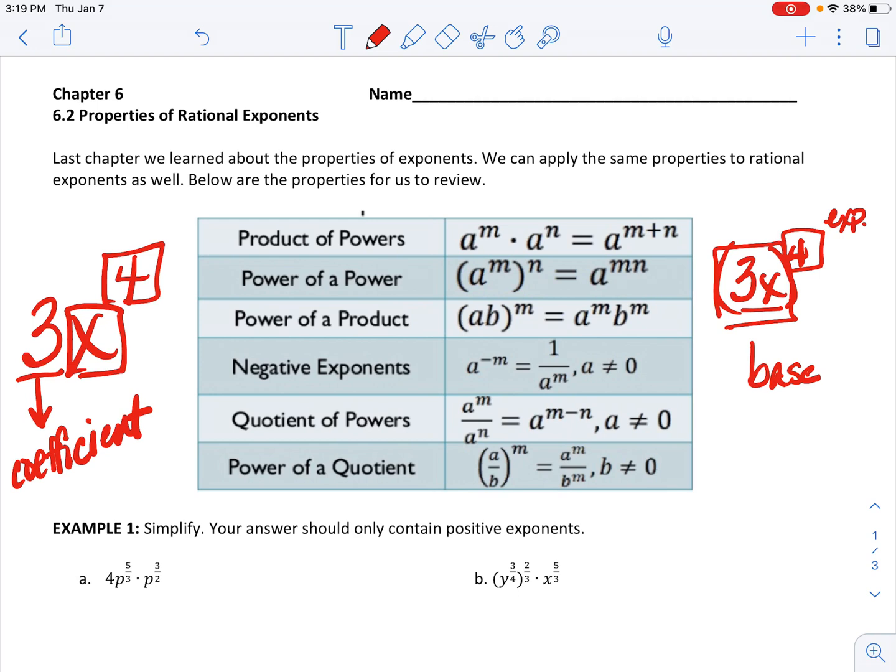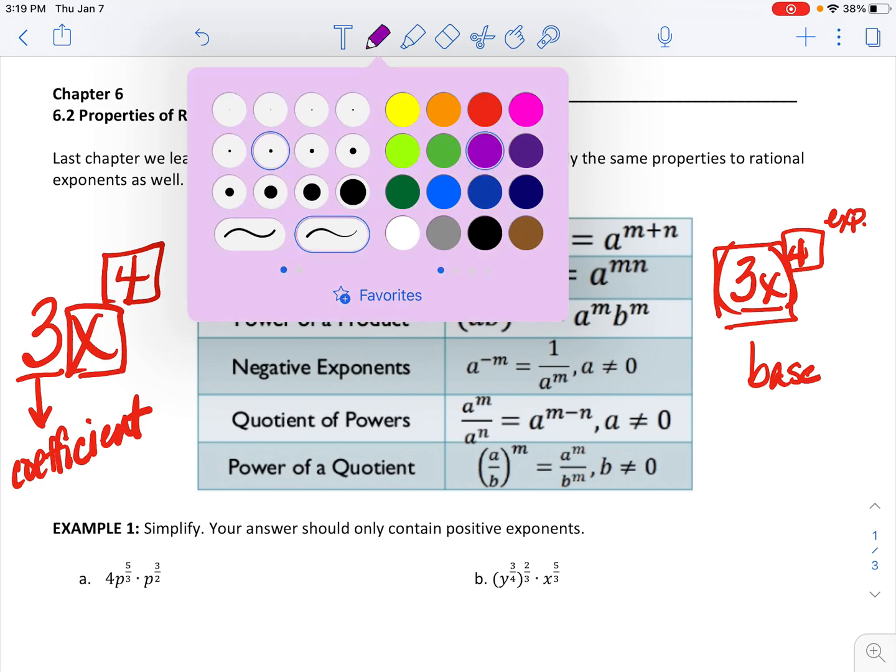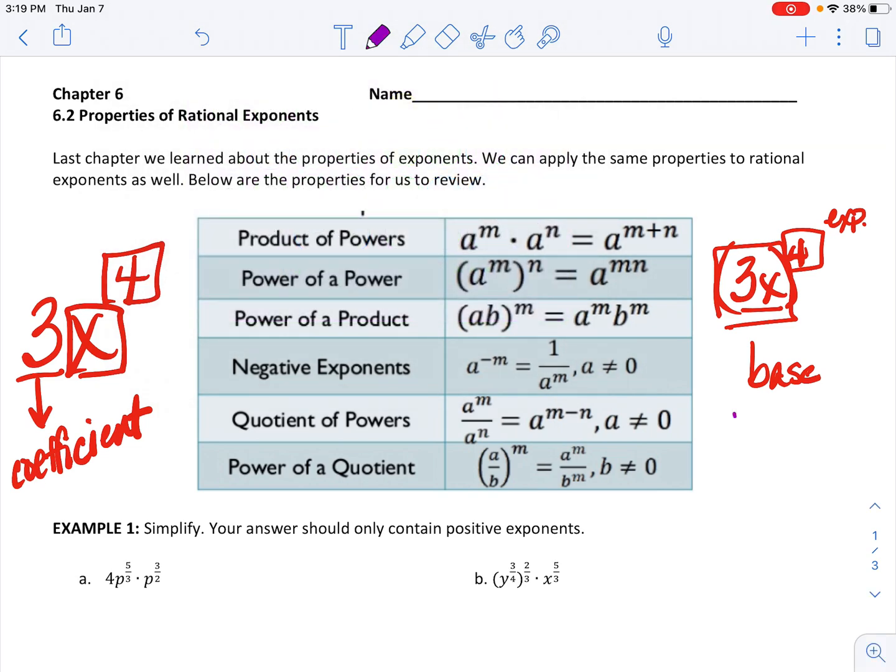I like to teach this kind of as a modification of PEMDAS and use MADSPASM. When we multiply, we're going to add the exponents. When we divide, we subtract the exponents, and when we take a power to a power, we multiply the exponents. That's what basically these rules say.